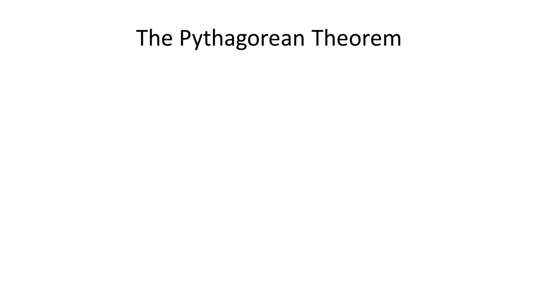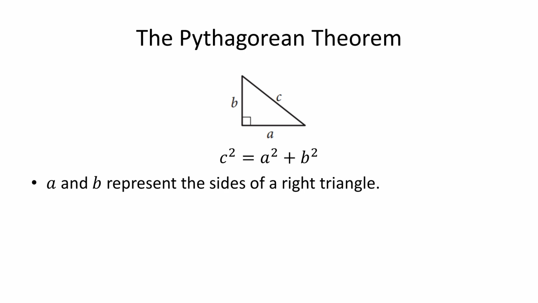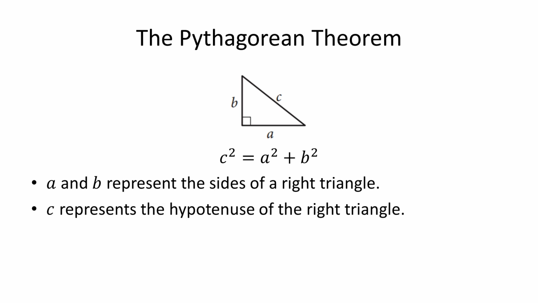The Pythagorean Theorem states that C squared equals A squared plus B squared, where A and B represent the sides of a right triangle, and C represents the hypotenuse of the right triangle. If you know the value of two of these variables, then you can solve for the third variable using the Pythagorean Theorem. On the SAT, you're given information about two special right triangles.